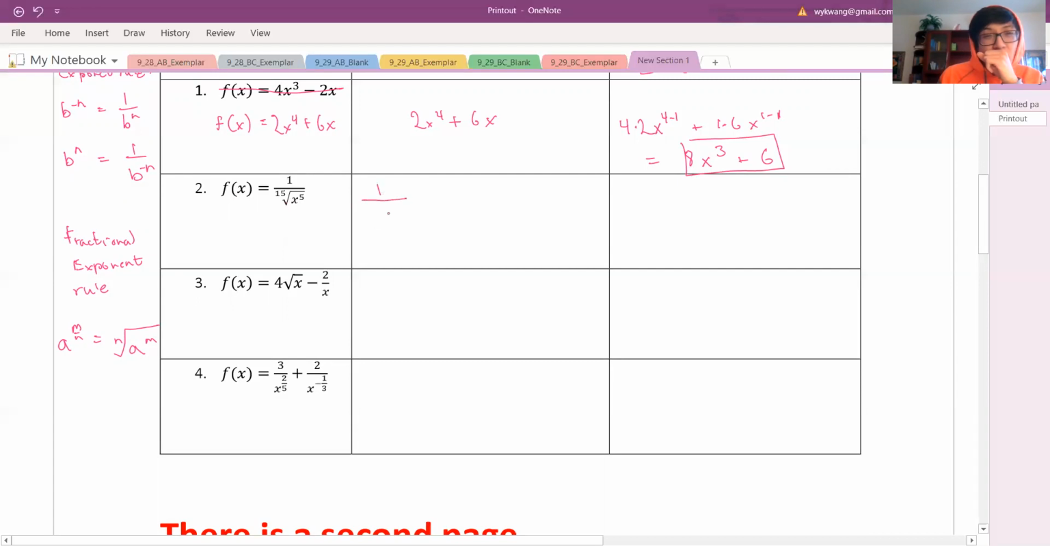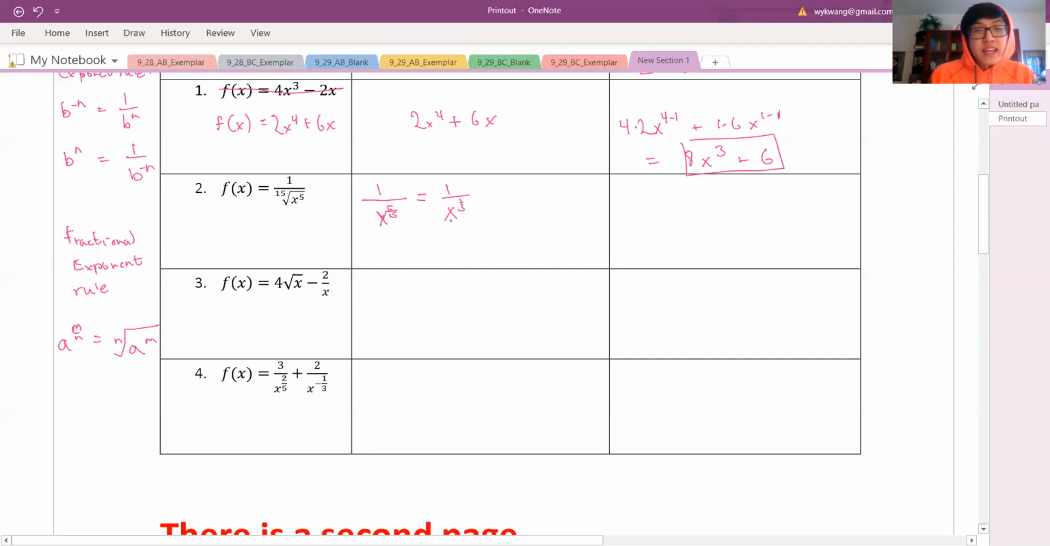But it's all under 1, right? It's all still under 1. So 1 over x to the 5 over 15. Now I'm just going to simplify this to 1 over x to the 1/3, right? It's 5 over 15, so it's also equal to 1/3.